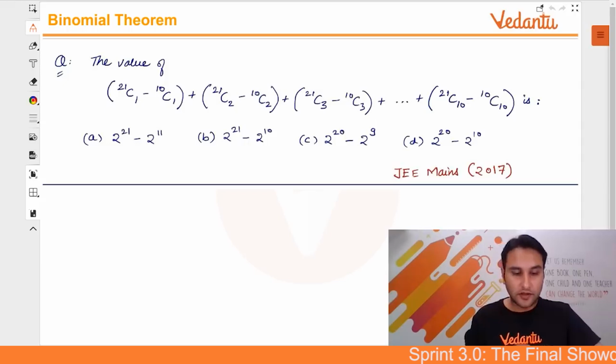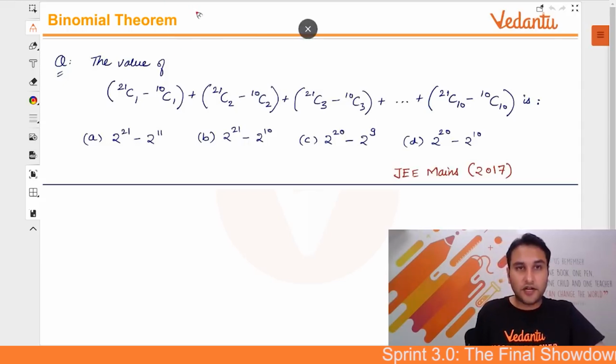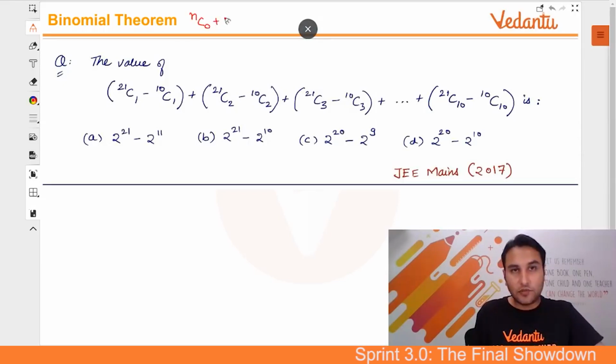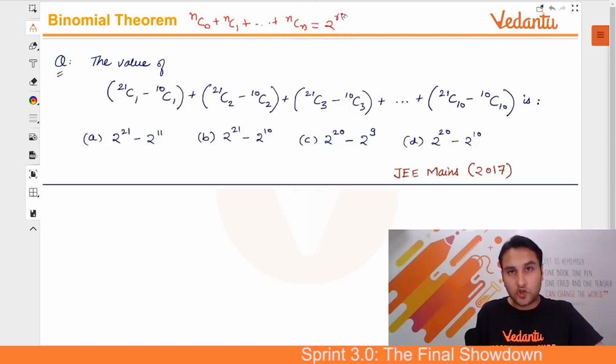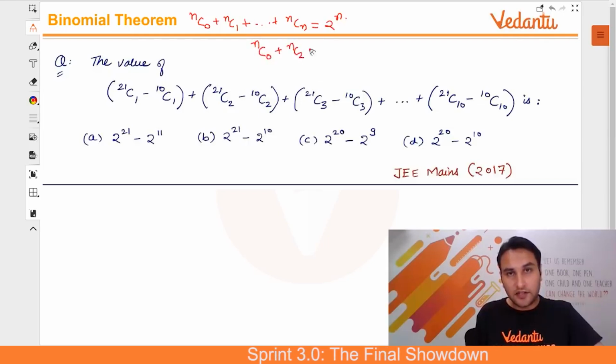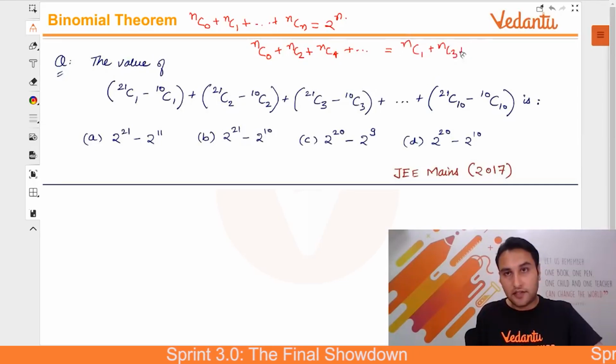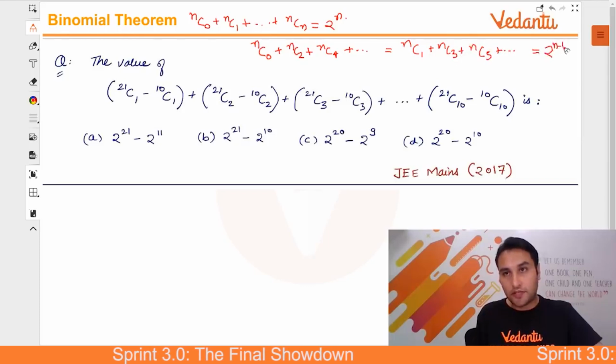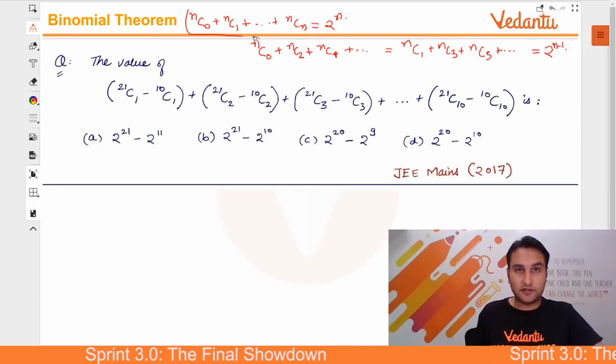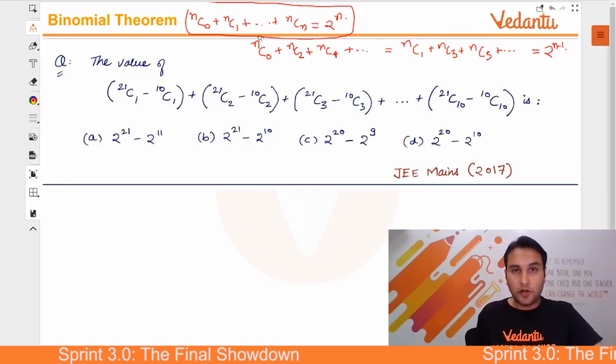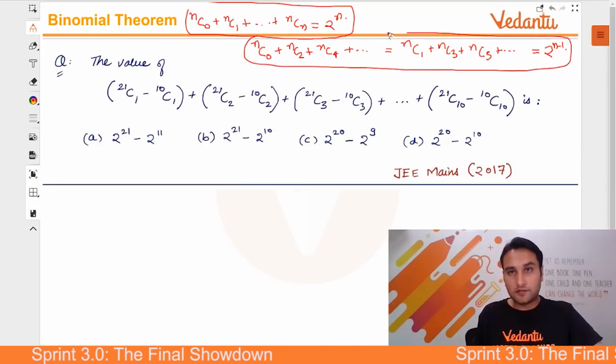Look at this carefully. What did we learn till now? We learned NC0 plus NC1 up to NCn is 2 raised to power n. We also learnt NC0 plus NC2 plus NC4 and so on, and NC1, NC3, NC5 and so on, each give us 2 raised to power n minus 1. Only these two results, nothing else. And all JEE problems will be solved just based on this.